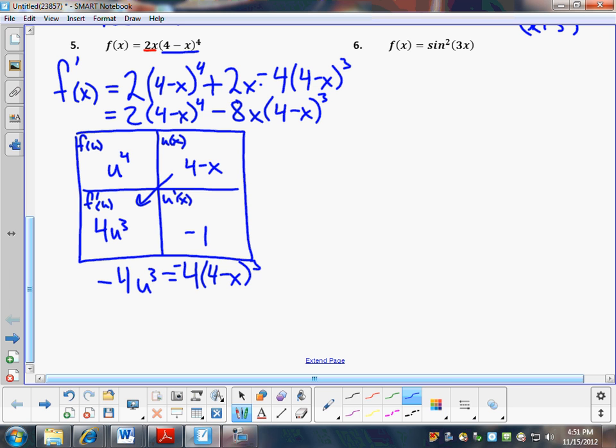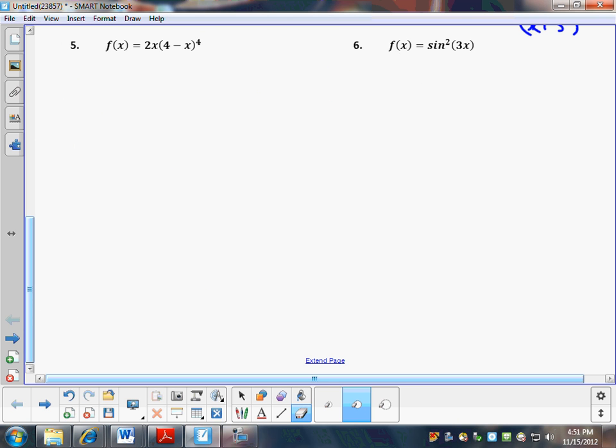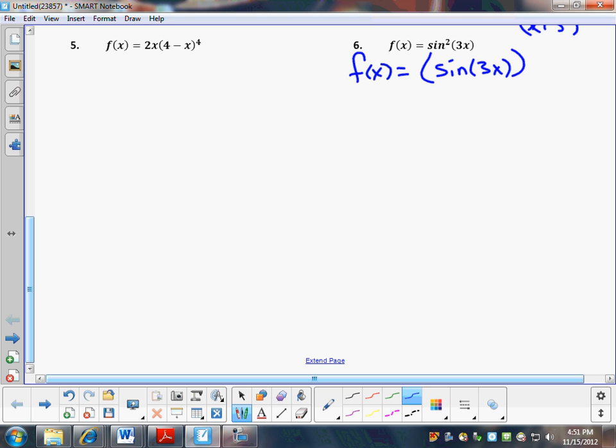Okay, one more. Need a little room here. Erase this. We have a sine squared of 3x. I'm going to rewrite this, f of x. So, f prime, we're not there yet. F of x is equal to sine of 3x squared. That's what it means to be squared.